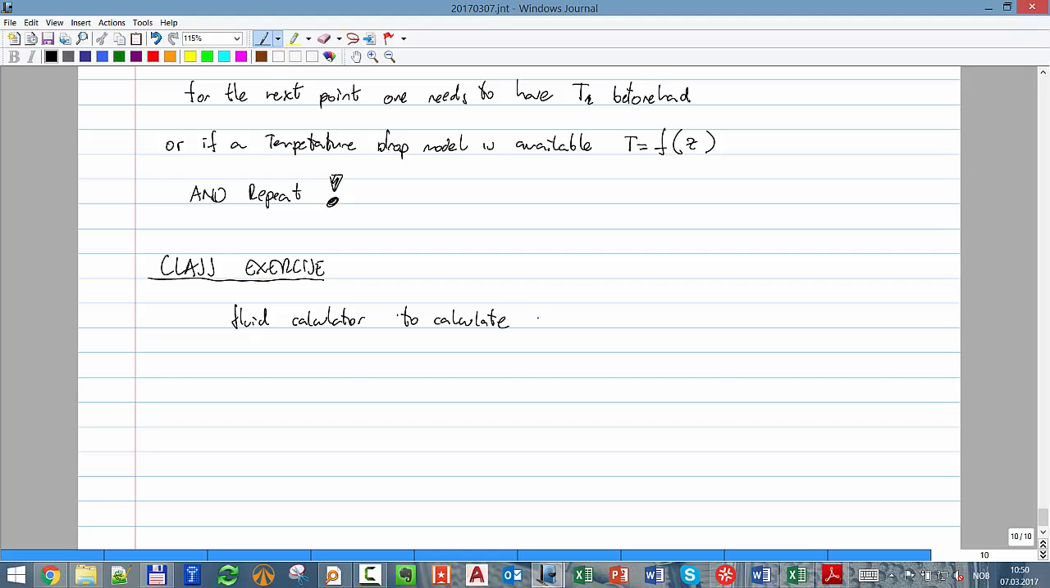To calculate, if you remember this XO, the mass fraction of oil divided by the total mass rate, and the properties, I need a fluid model, a calculator. And I told you there are two ways: equation of state, compositional, or you can use black oil. We're going to use compositional.